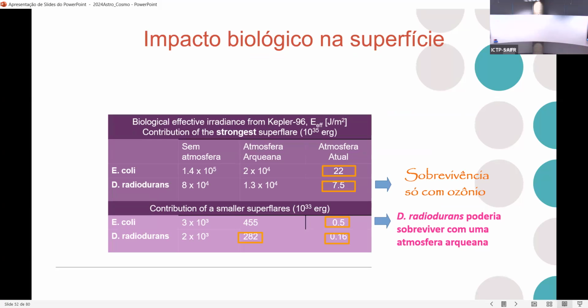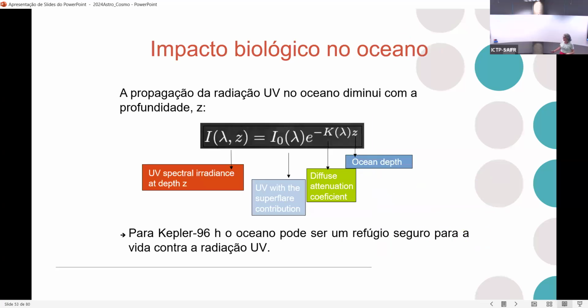But this one is for Escherichia coli, and this is for the Enterococcus. With an Archean atmosphere and that large flare, it would sterilize the surface of the planet. Of course, with an oxygen layer there are bacteria at the bottom. And for the smaller flares, Enterococcus could survive, but not Escherichia coli.